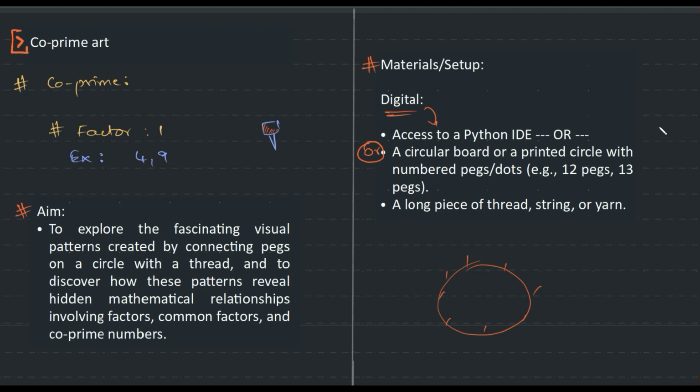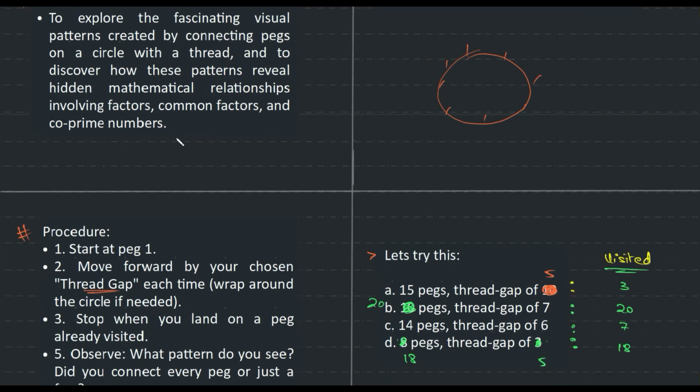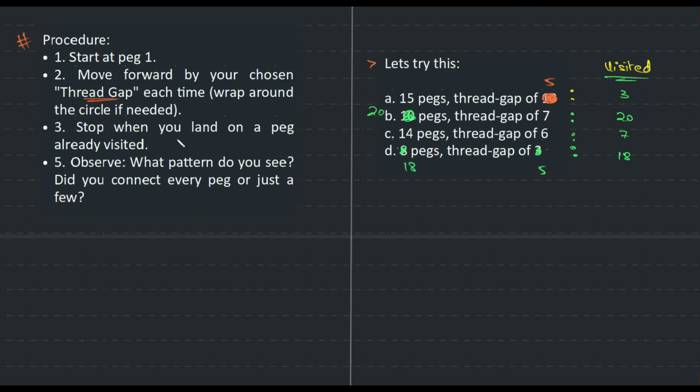So this is a revisit of co-prime again. Co-prime numbers are numbers which have common factors of 1 and nothing else. There's no other common factor. So in this art, we were able to touch upon all the pins or pegs with the thread with a particular set gap only if the numbers are co-prime numbers.